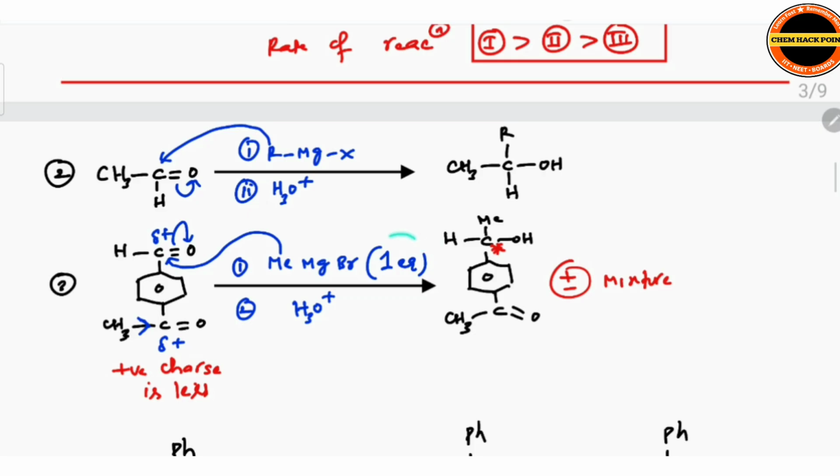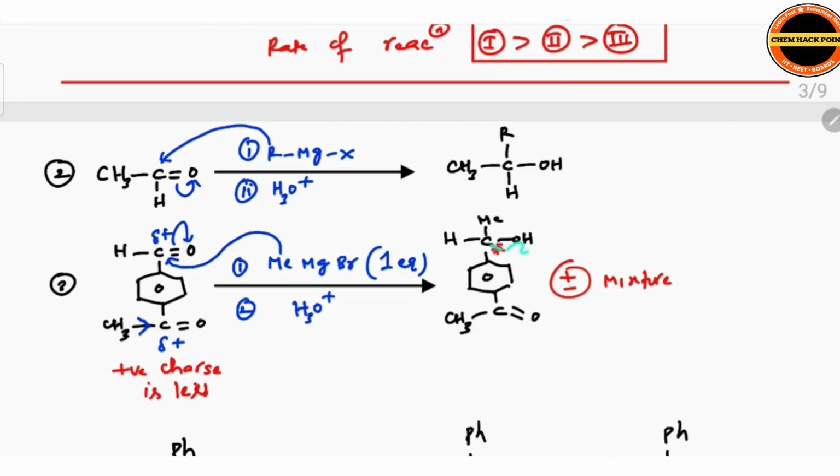Similarly here, if we take one equivalent, there are two CO groups, but among these two, where does it attack? Here the CO group is present, but the positive charge of CO is suppressed, neutralized by the +I group. But here the positive charge is as it is, because there is no +I group here. So wherever there is more positive charge, there R minus attacks. After attacking, we have to add methyl. After hydrolysis, O is converted to OH.